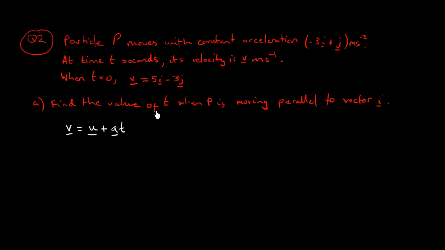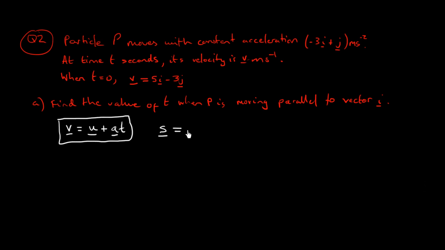It says find the value of t when P is moving parallel to vector i. A couple of things to notice here. First of all, we need to know how to build this equation, and this one should be easy because it's just v equals u plus at, which you know from normal SUVAT equations, and it's also very intuitive. Your initial velocity plus your acceleration times the time is going to give you your final velocity.